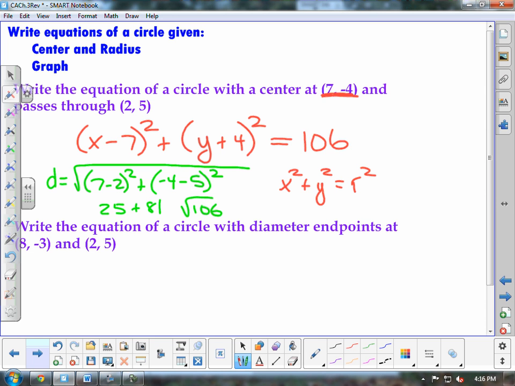All right, our second example here says write the equation of a circle with diameter endpoints at 8, negative 3, and 2, 5. So here, we're going to have to find the center first. And that center would be 8 plus 2 divided by 2, and negative 3 plus 5 divided by 2, which is going to be 5 and 1.